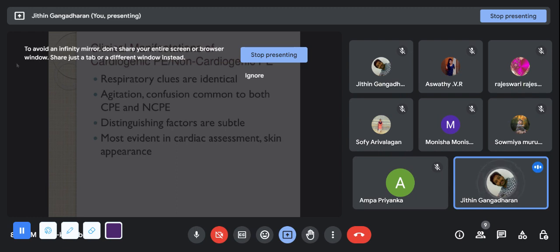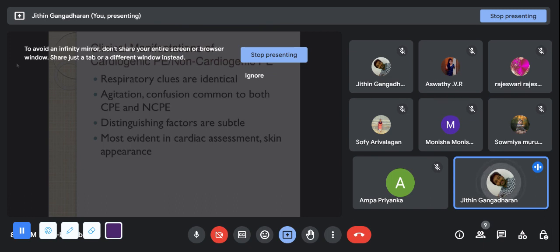What is pulmonary edema? Pulmonary edema is nothing but a rapid accumulation of fluid in the lung tissues and in the alveolar spaces. It may be due to acute heart failure also.